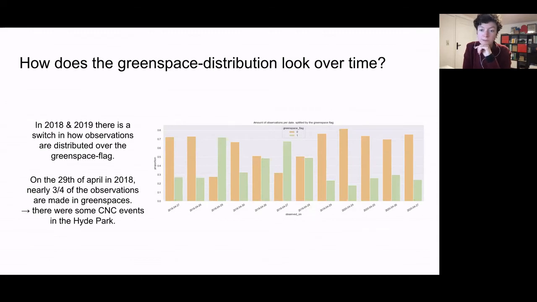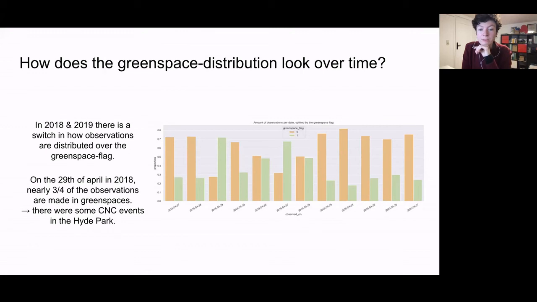Another thing that we looked at after the exchange we had with the organizers of the City Nature Challenge was to look at how the green space distribution changes over time. So this plot is for London again, and on the x-axis you see the different days in 2018, 2019, 2020, where the City Nature Challenge took place. And on the y-axis, you see the proportion of observations made in green spaces, which is in green, or in non-green spaces, which is the orange bar.